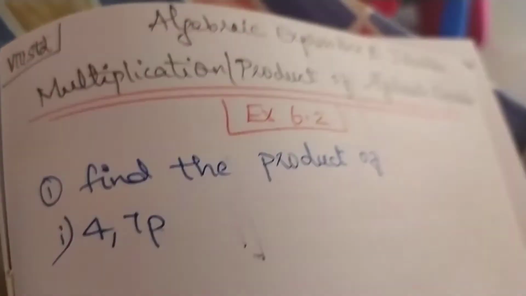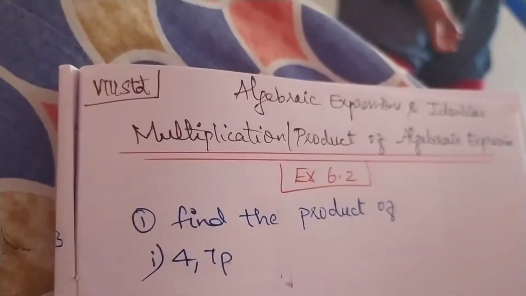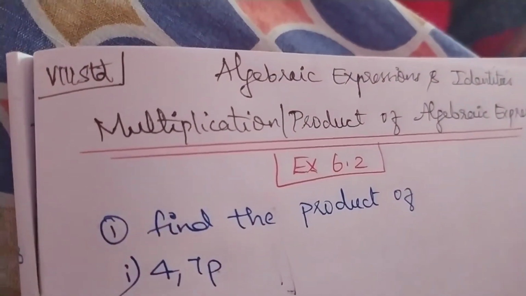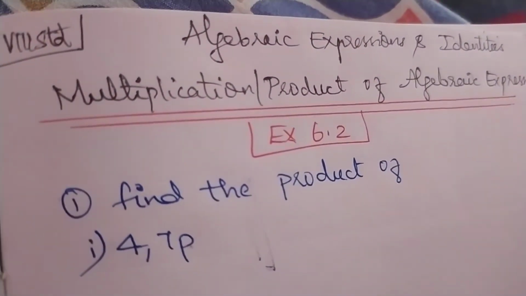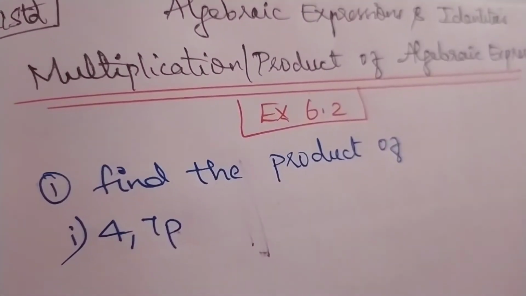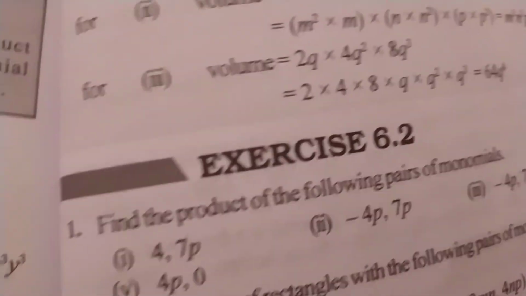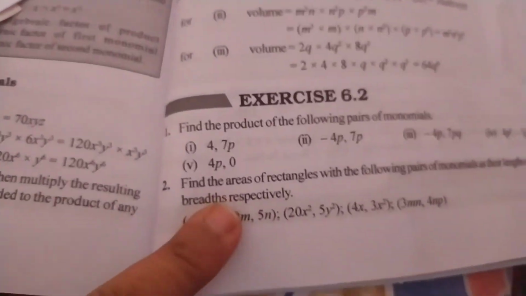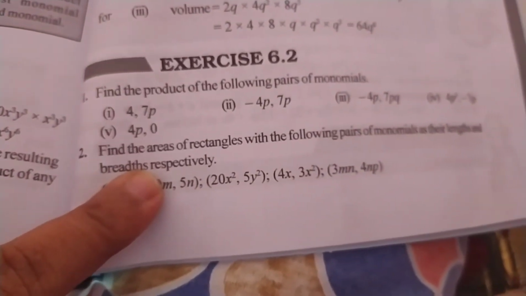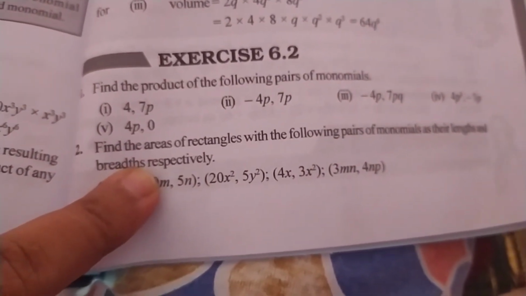Okay, children. Hello, everyone. We are going to learn how to multiply in the chapter Algebraic Expressions and Identities. So, we will do exercise 6.2. I'm going to teach one problem in this exercise so that you understand them very clearly. Okay. So, children, the first problem says find the product of the following pairs of monomials.